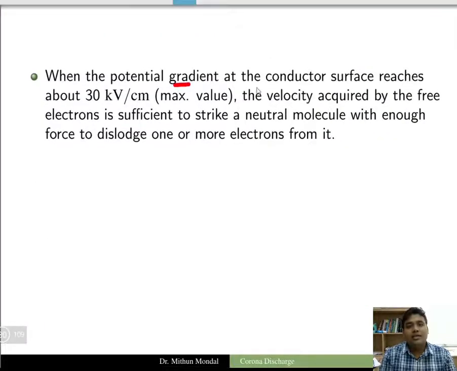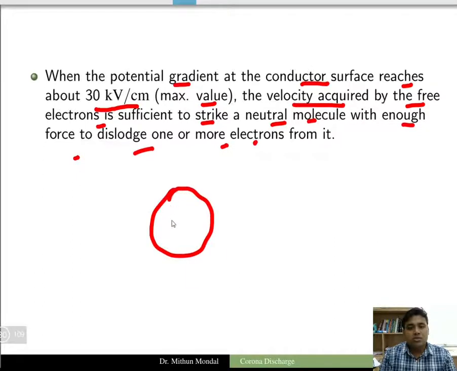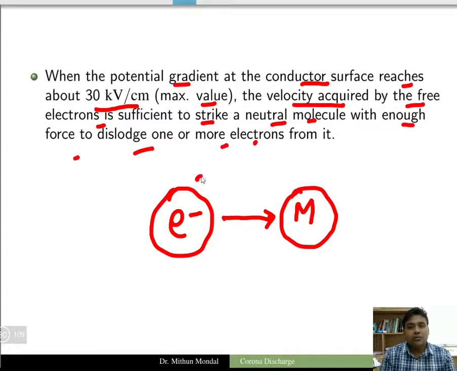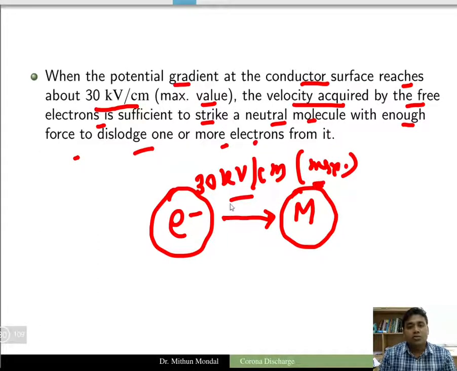Now when the potential gradient at the conductor surface reaches about 30 kilovolt per centimeter, that is the maximum value, the velocity acquired by the free electron is sufficient to strike a neutral molecule with enough force to dislodge one or more electrons from it. This is your free moving electron which is hitting a neutral molecule, and the potential gradient is 30 kilovolt per centimeter.